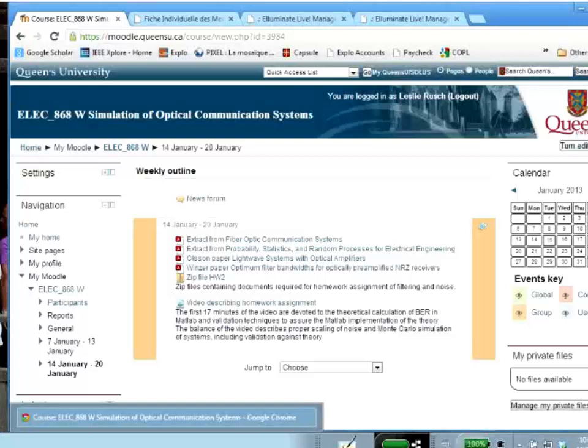Let me just start by introducing myself. I'm Leslie Rush. I'm at Laval University. I did my bachelor's degree at Caltech. I worked for almost 10 years in the Department of Defense in the United States on communication systems before I decided to go back to graduate studies. I went to Princeton, got my PhD there, and then came to Laval University afterwards.